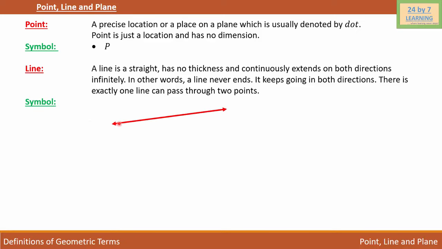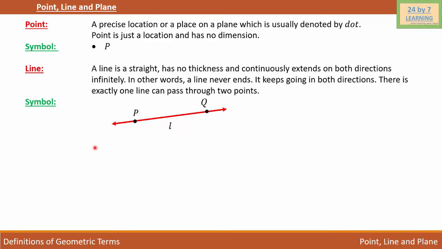So the symbol for line is this. And if we want to denote this line, I'm going to consider a point. So this is point P, and I'm going to consider another point, which is point Q. So if we want to represent this line, we can name it as line PQ, or we can take one single alphabet, something like L, and say that this is line L. In other words, to represent a line, we can either consider 2 points and say that PQ is a line, or we can consider only one name, which is line L.